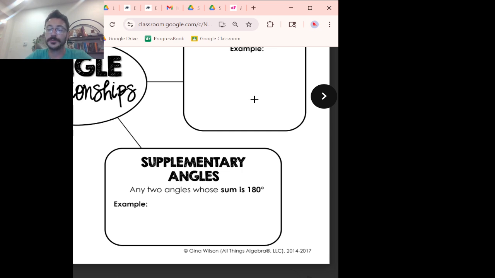Supplementary angles, very similar, except they add up to 180. So let's say 180 is going to be a straight angle. Let's say we have a ray going over here, and this is 1 and 2. Angle 1 and angle 2 are supplementary angles because they form a straight angle, a straight line. They add up or have a sum of 180.